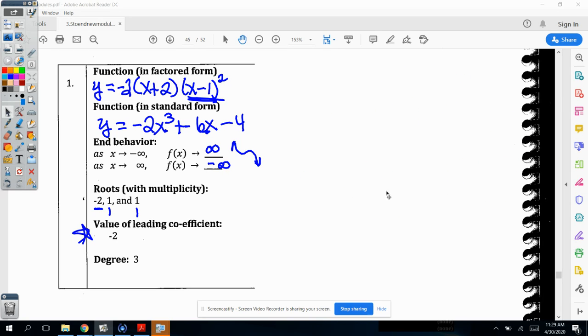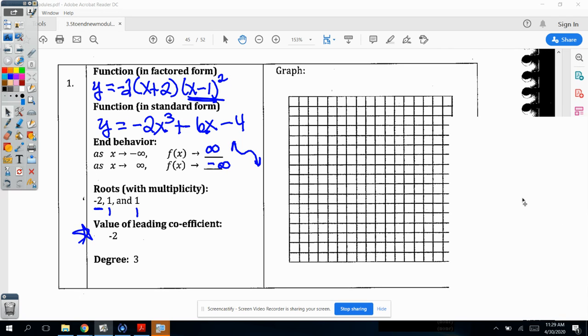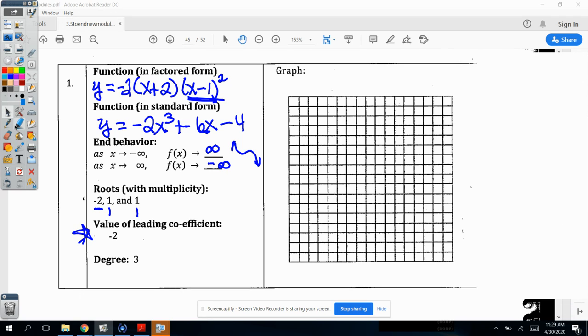Now you are going to go to your calculator here eventually, but let's type the stuff we know first. I always like to graph what I know first.